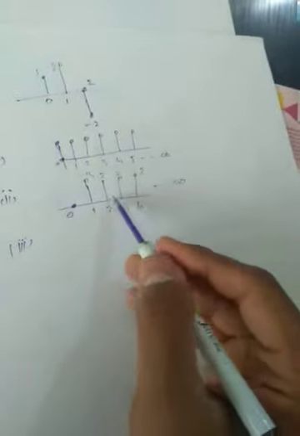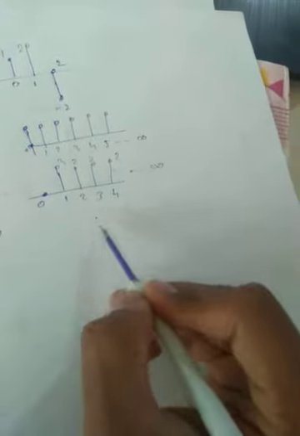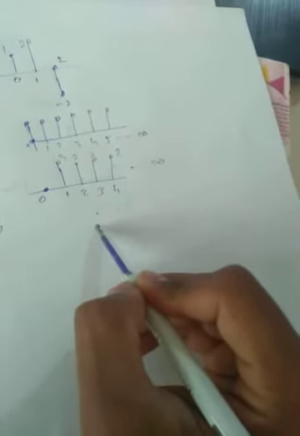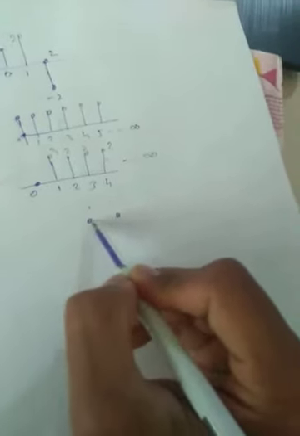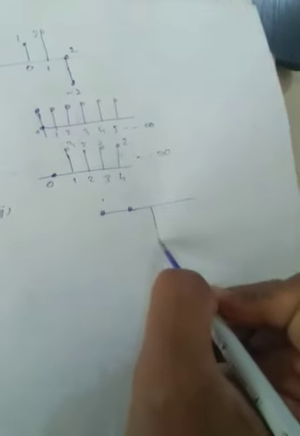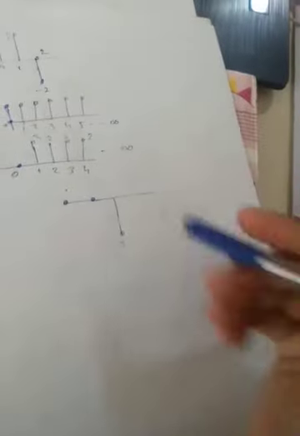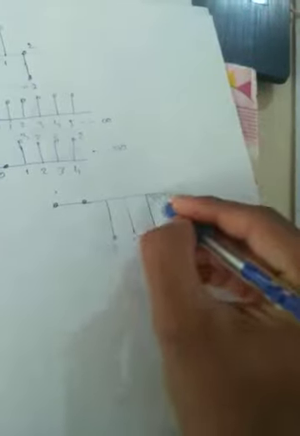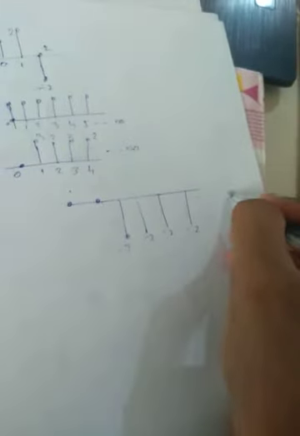And the next sample, what is this? This starts from 2. In this sample, at 0 it is 0 and at 1 it is also 0, so it will start its value from 2, which is the minus 2 value, and then the next value is minus 2, minus 2, minus 2, and it goes up to infinity. This is minus 2, this is also minus 2, this is also minus 2 until infinity.